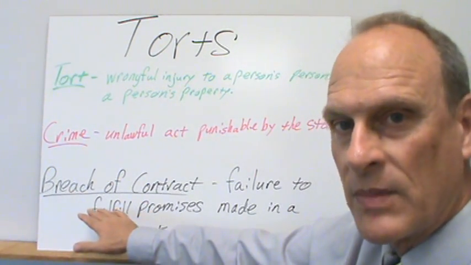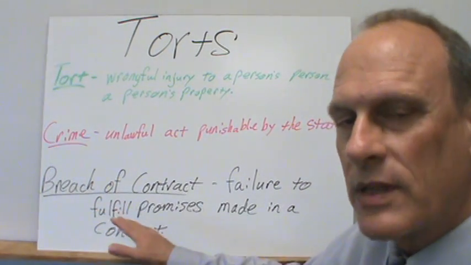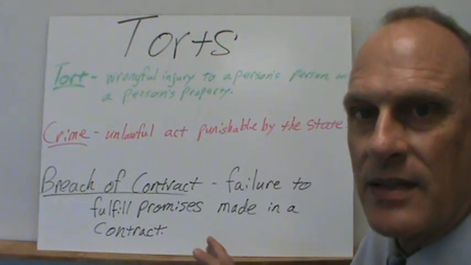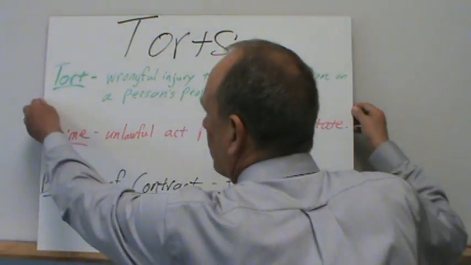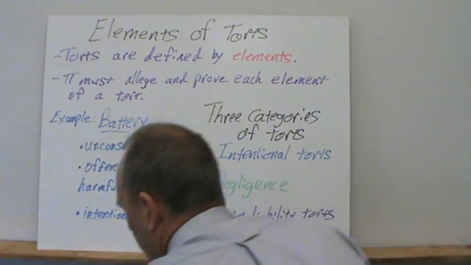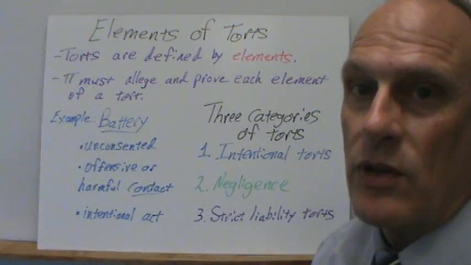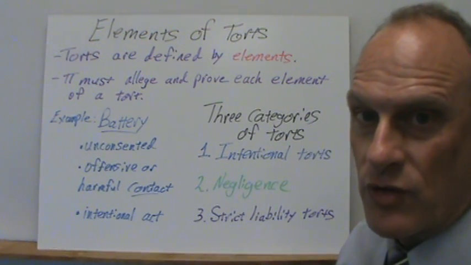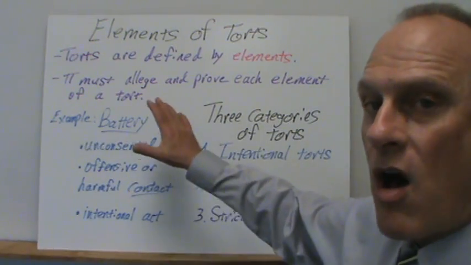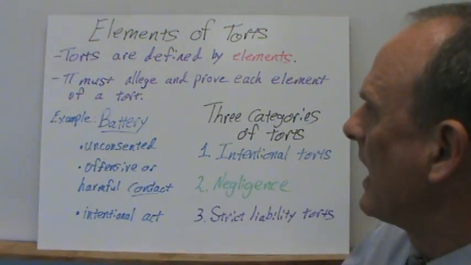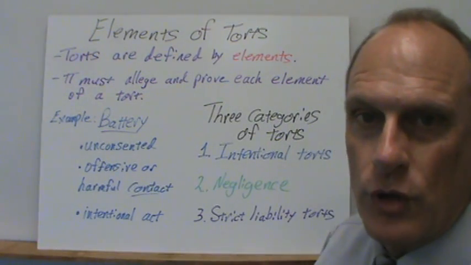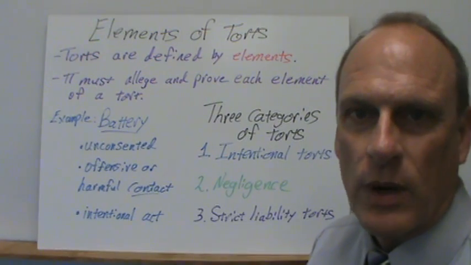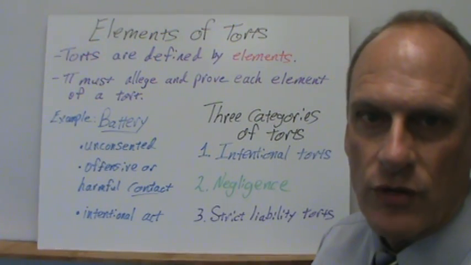Breach of contract is also to compensate the wrongful act. But what is a breach of a contract? Well, that's a failure to fulfill promises that someone has made in a contract. So when we talk about torts, we are talking about these wrongful injuries to a person's person or a person's property. All torts have what we call elements, and the plaintiff must allege and prove each of the elements to establish that there was such a wrongful injury to a person's person or a person's property.